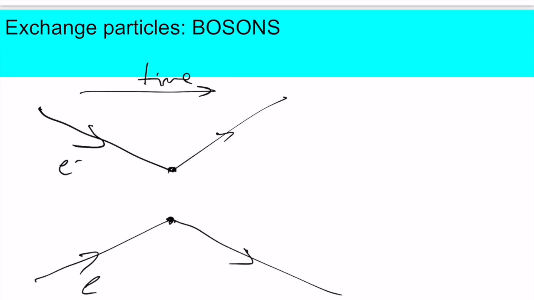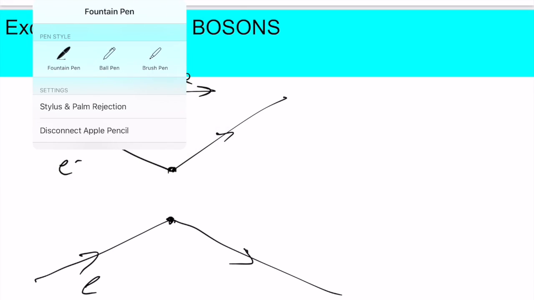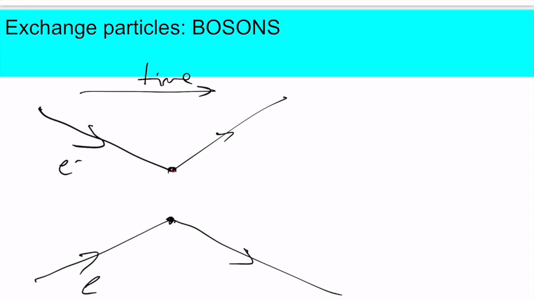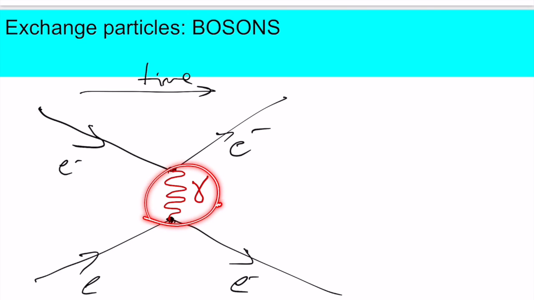In this model, we are using an exchange particle, which is a photon, known by this symbol, between the electrons. So what we say is the electrons are interacting through a photon, and that changes the direction of the electrons. So this exchange particle, the photon, is responsible for the interaction. This is the idea of the boson.